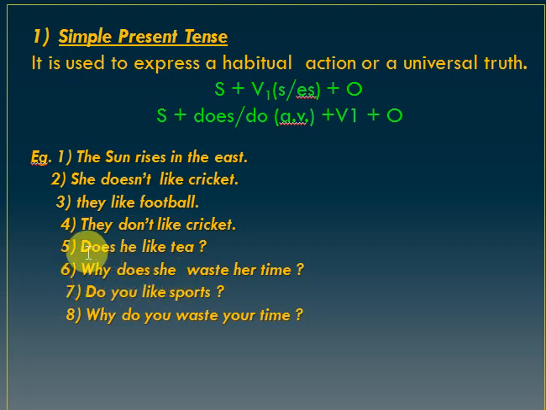See, everything is similar to the fifth one. The only difference is that first I use the WH word. Why does she waste her time? And she is singular, therefore does. And waste is the present verb.